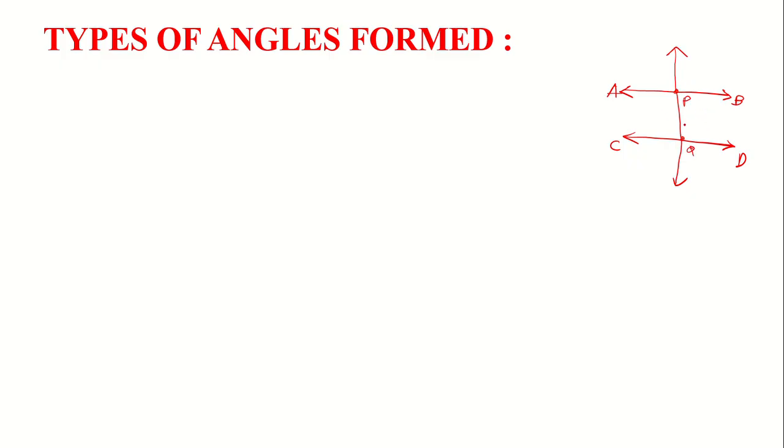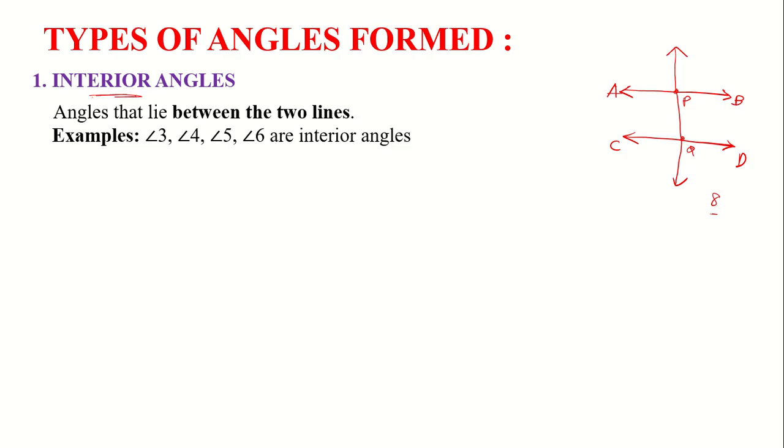There this line creates 8 different angles as we have seen previously. Now let us see what are the different types of angles formed. So the first angle is interior angle. Let's see what interior angle is. So an interior angle is an angle which lies between the two lines. Right? Interior angle is an angle which lies between the two lines.